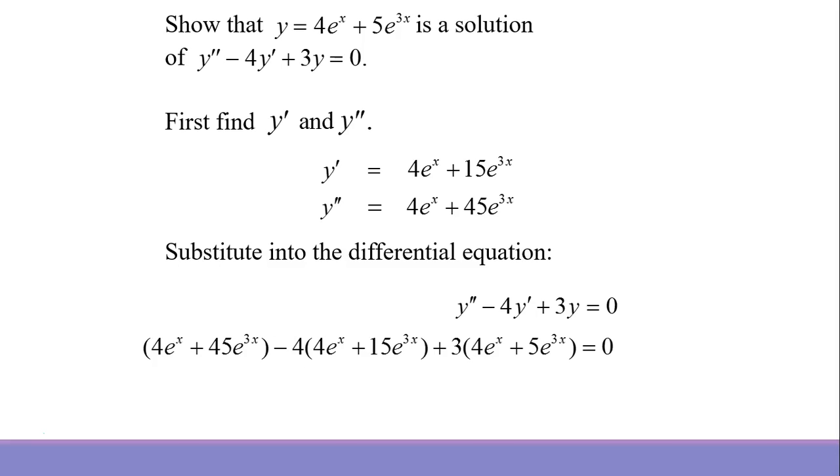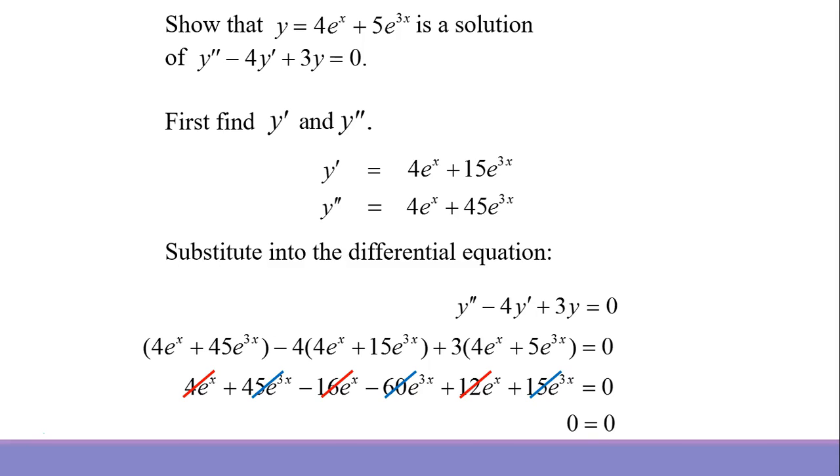Now we've got some algebra to do. We'll distribute the negative 4 and we'll distribute the 3, and we get this. Now let's look for some like terms. First of all, the terms that contain e to the x. We have 4e to the x minus 16e to the x plus 12e to the x. Well, that equals 0. And now the terms with e to the 3x in them: 45e to the 3x minus 60e to the 3x plus 15e to the 3x. And all of that adds up to 0 as well.